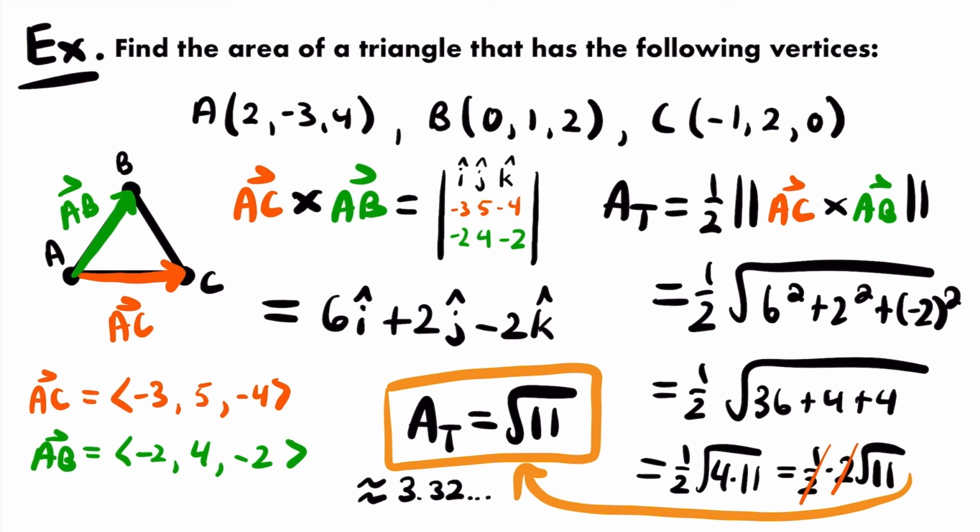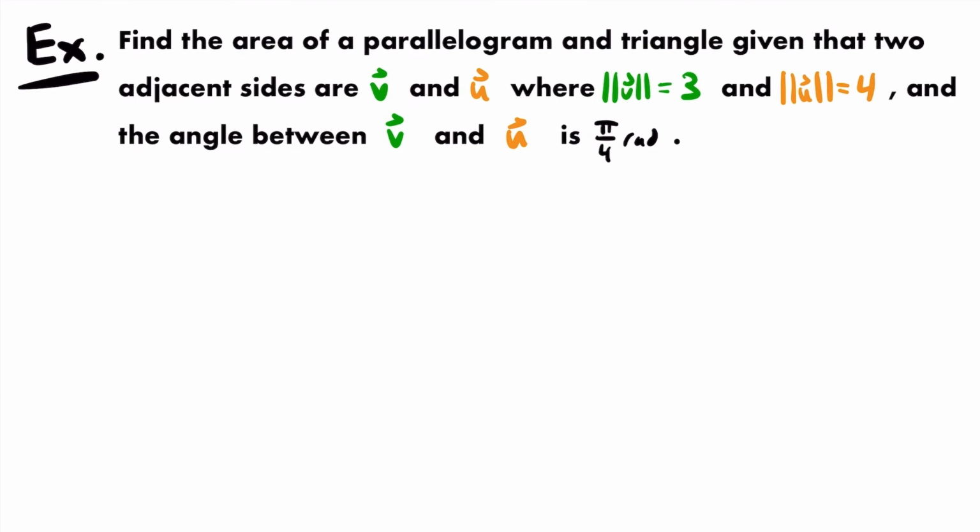Let's take a look at one more example for this video, which is a little bit different than the rest of the examples that we've done so far. All right, so here's our last example. We want to find the area of a parallelogram and triangle given that two adjacent sides are vector v and vector u, where the magnitude of vector v is equal to 3, and the magnitude of vector u is equal to 4, and the angle between vector v and vector u is pi divided by 4 radians. All right, so as you can see, this is a little bit of a different problem than what we've done so far in this video.